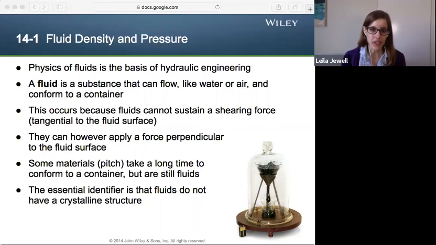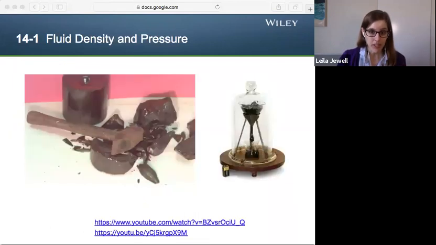Interestingly, some materials like pitch take a long time to conform to a container, but are still fluids. Now, if you're like me, you might not know off the top of your head what pitch is. I know it more as asphalt, blacktop. And that's a really interesting example of a fluid because it is rigid. Like if you have a chunk of it, you can smash it with a hammer and it shatters, which we'd expect for a solid.